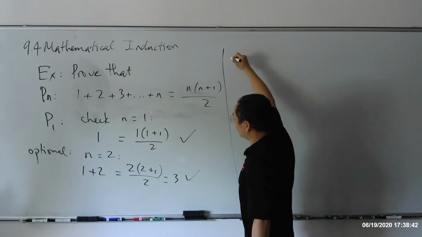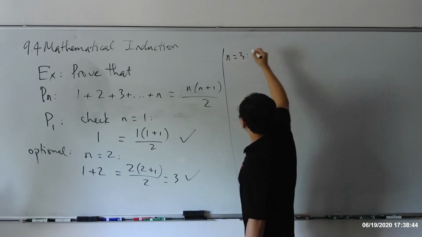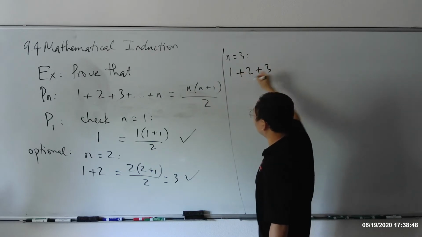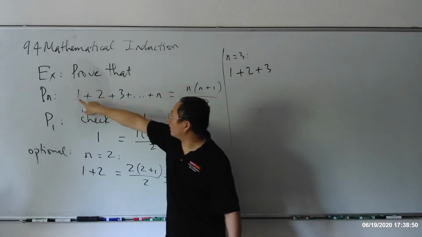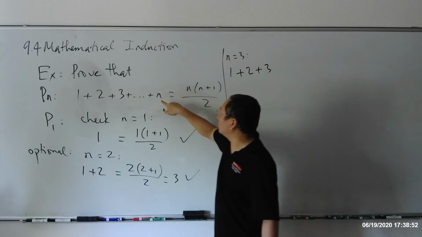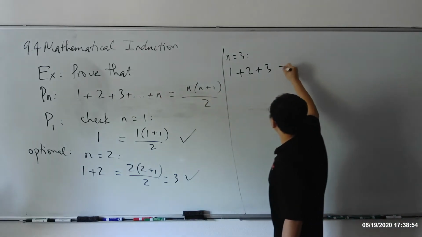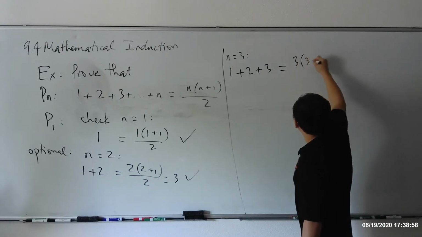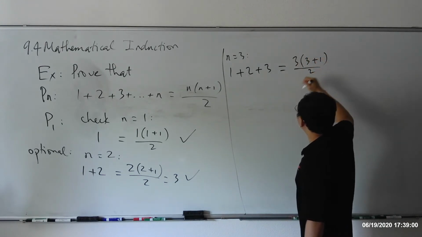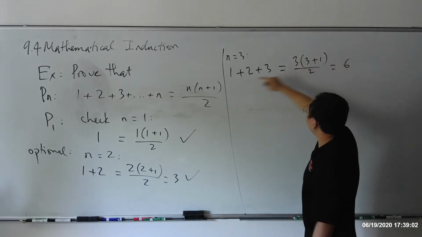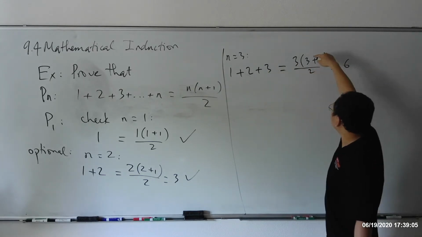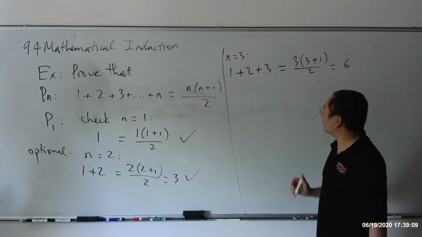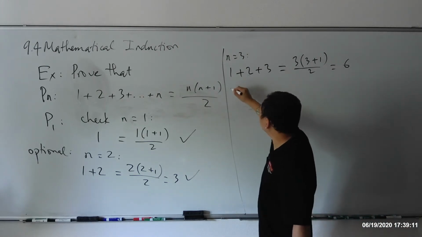Check n equal to 3. The left-hand side is 1 plus 2 plus 3, starting with 1 plus 2 all the way to n, which is 3. On the right-hand side, with n equal to 3, I get 3 times (3 plus 1) over 2. It's equal to 6, right? 1 plus 2 plus 3 is 6, and 3 times 4 is 12, divided by 2 is 6. You see? It's always true, at least up to n equal to 3.